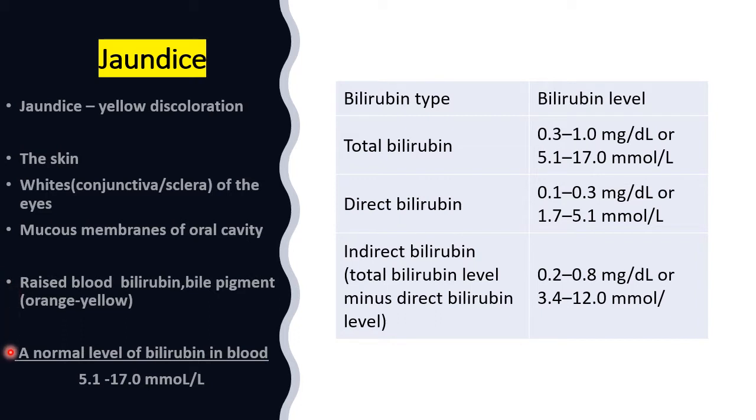The normal level of bilirubin in the blood is 5.1 to 17.0 micromoles per liter. Of this total bilirubin, the direct bilirubin contributes about 1.7 to 5.1 micromoles per liter. The indirect bilirubin is the total bilirubin level minus the direct bilirubin level.